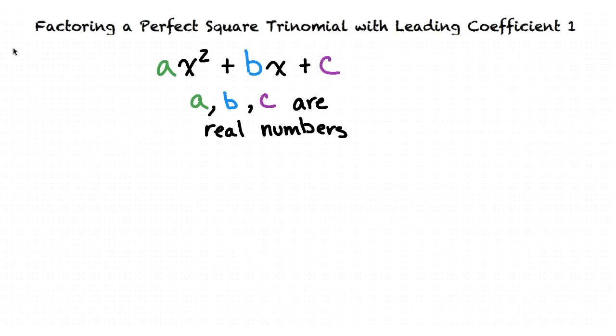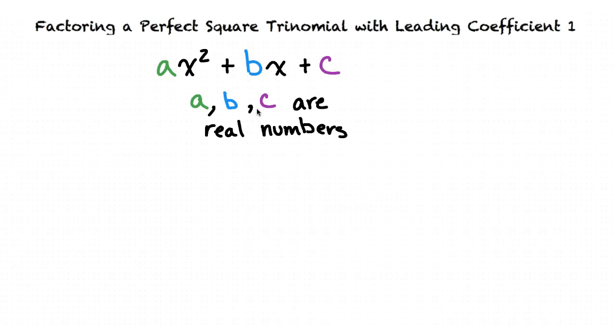This video will cover the topic factoring a perfect square trinomial with leading coefficient 1. A trinomial is an equation that consists of three terms. The most common form of a trinomial is a quadratic trinomial, which has the following format: ax squared plus bx plus c, where a, b, and c are real numbers.